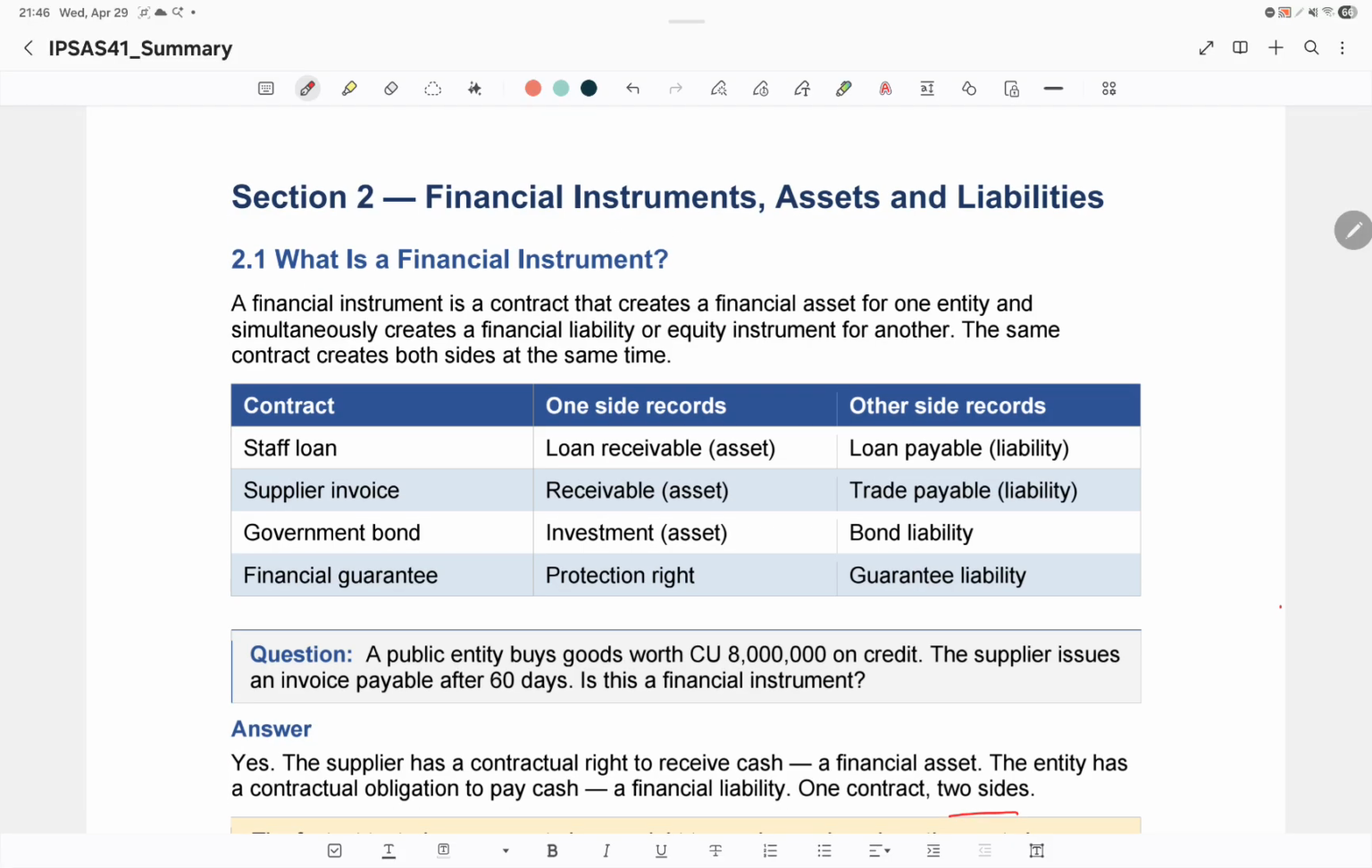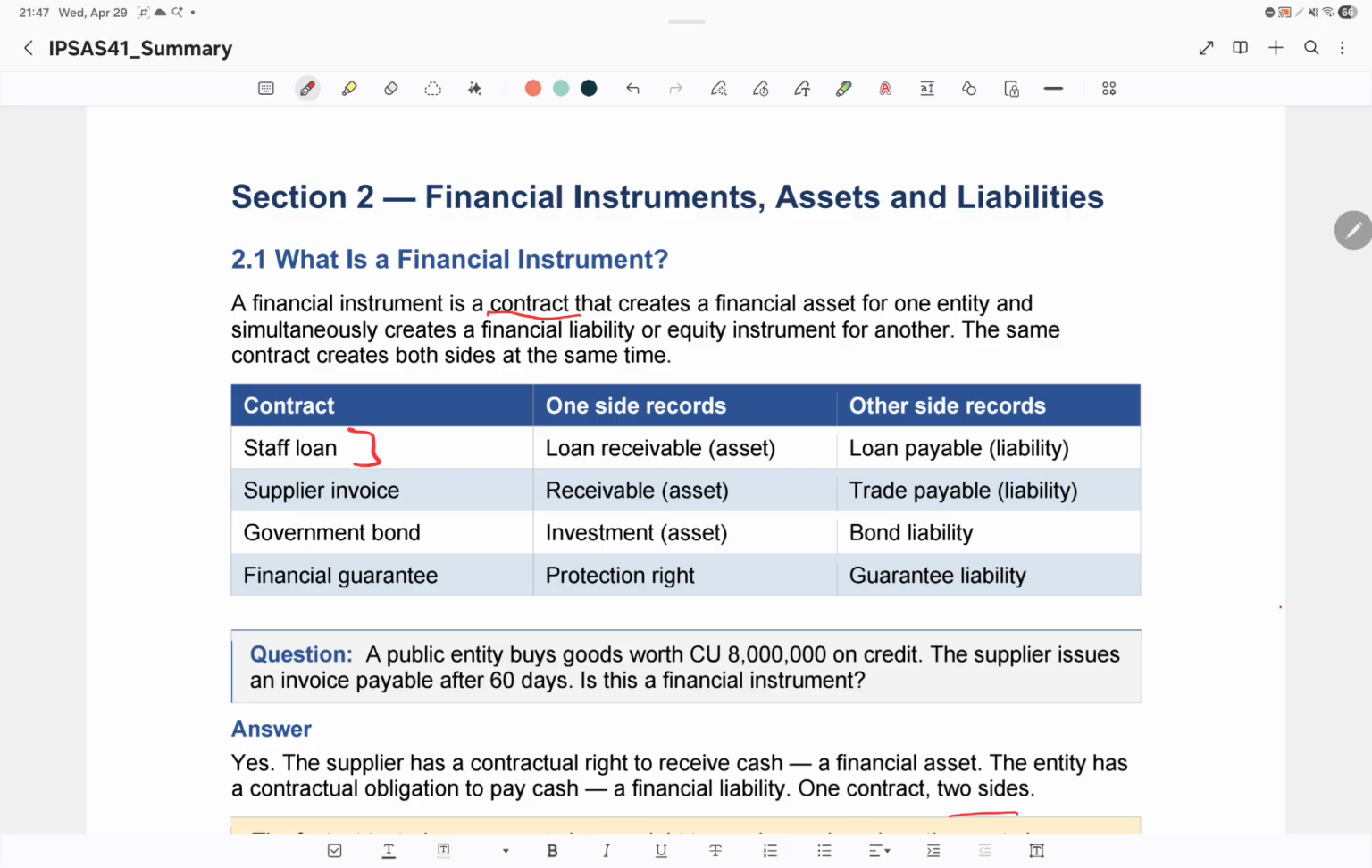So, these are financial instruments, assets and liabilities. What is a financial instrument? A financial instrument is a contract. Yes, a contract. A contract is an agreement between two or more people that creates a financial asset for one entity and a financial liability or equity instrument for another. So these are the examples.